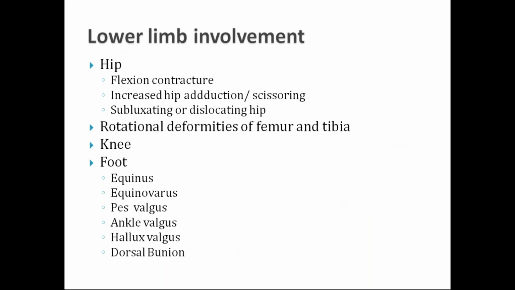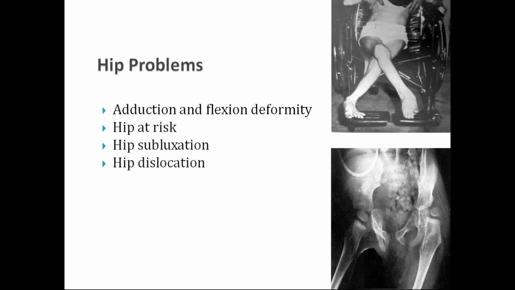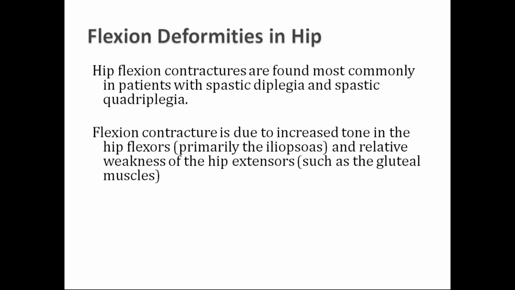Okay, what all do we have to correct? Coming to hip flexion contractures and hip adduction and scissoring gait, subluxating and dislocating hip. Okay, rotational deformities of femur and tibia, then foot equinus, equinovarus, these all. So first we'll deal with hip problems. Okay, hip adduction and flexion deformity, hip at risk, hip subluxation, hip dislocation.